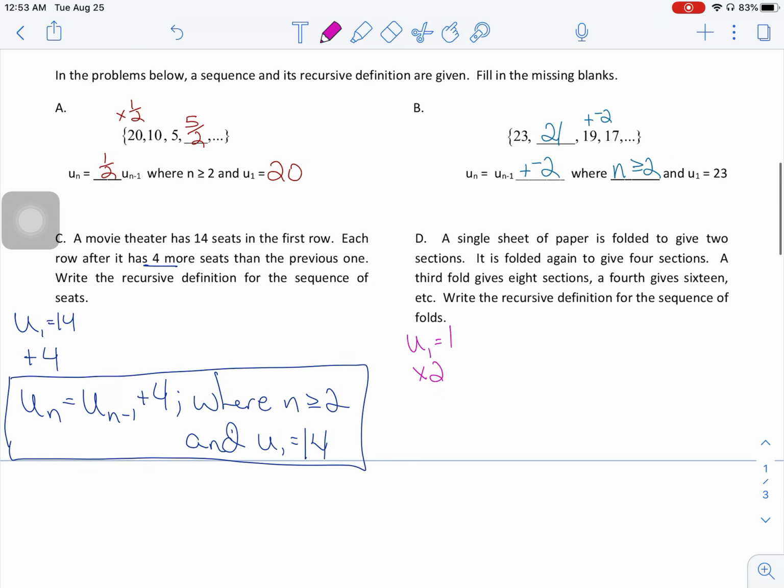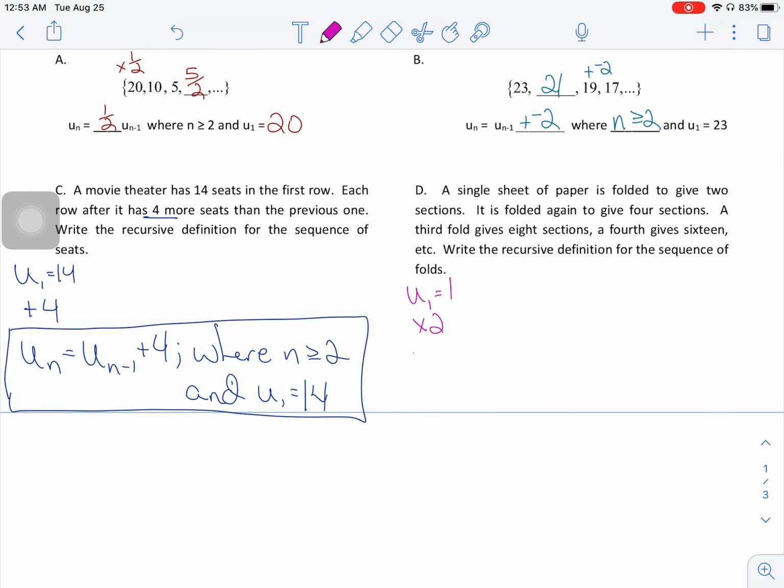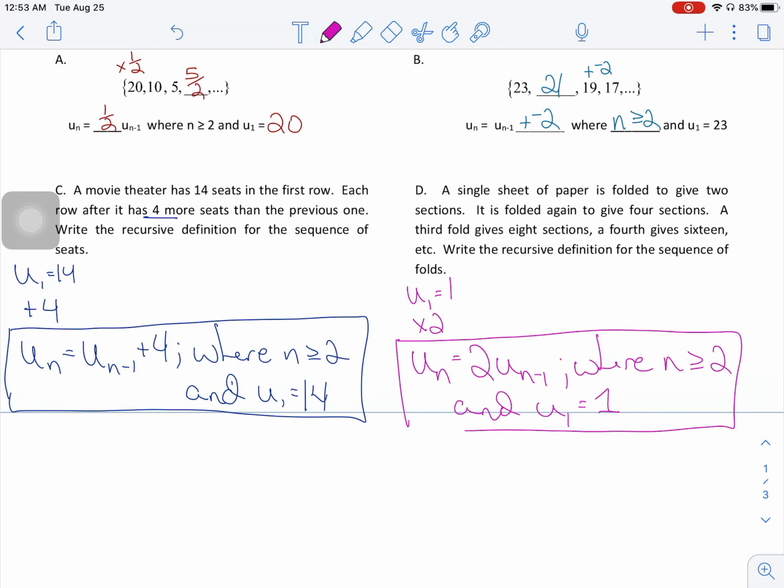So write the recursive definition for the sequence of folds. Any given number of sections would be 2 times the previous number of sections, where n is greater than or equal to 2, and u sub 1 is equal to 1. Because, again, a piece of paper starts off as a single piece of paper. It hasn't been folded at all. So there's just 1 section that makes up the whole thing.